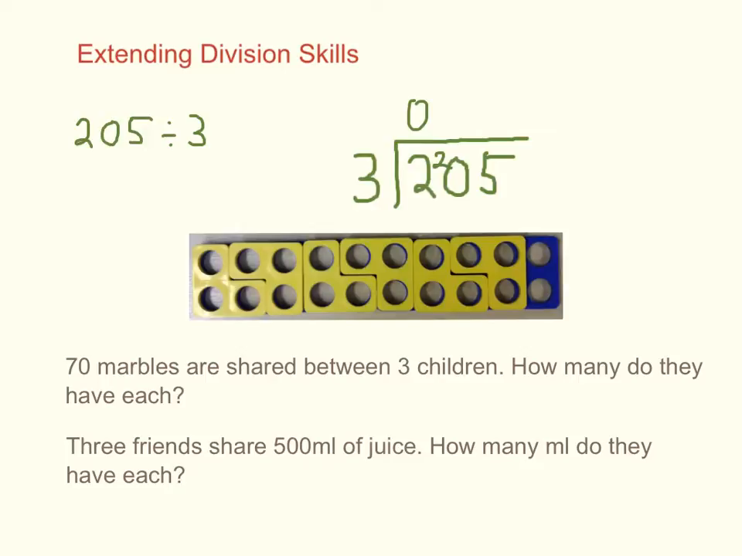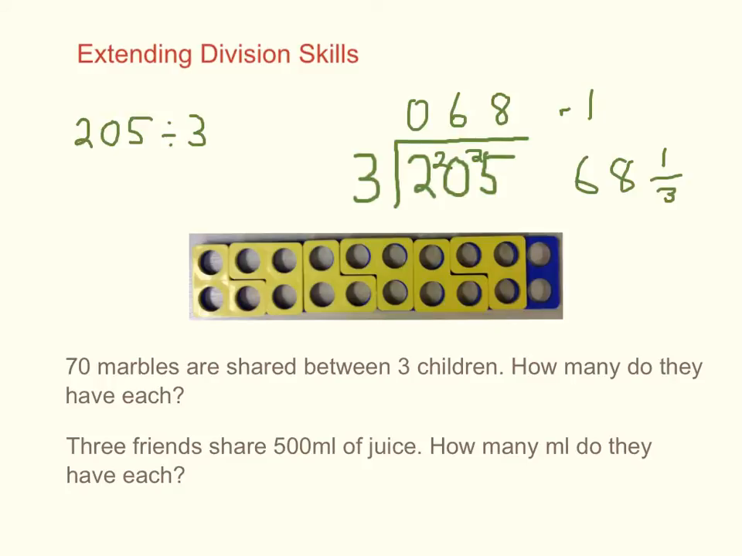I can see 20. How many 3's cover on there? 6, remainder 2. How many 3's go into 25? Well, 8 3's are 24, and the remainder is 1. And then children will learn to give the remainder as a fraction, given the answer is 68 and 1/3. 1 being the remainder, 3 being the number divided by.